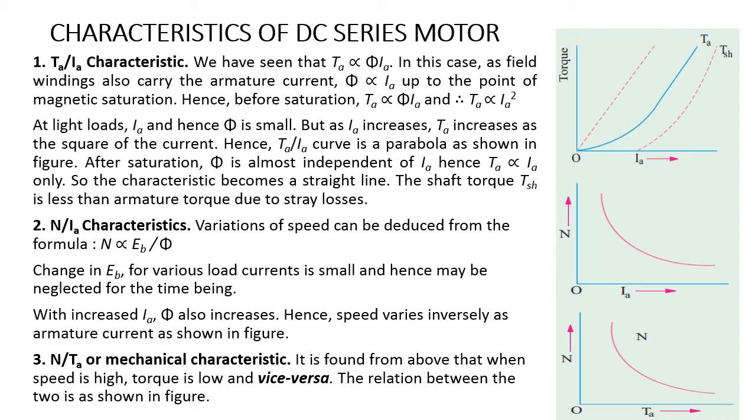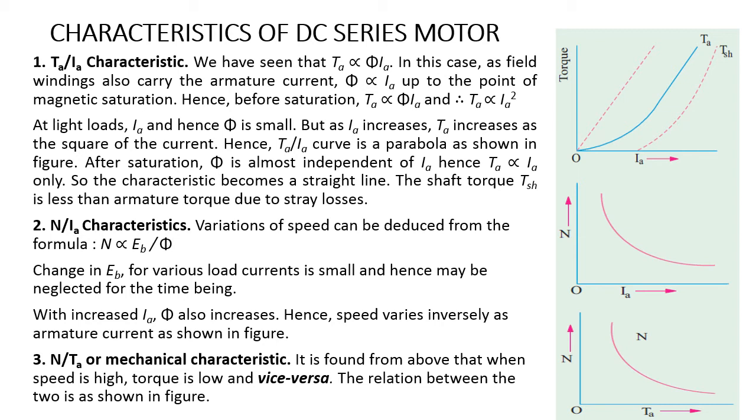The second characteristic is the N versus Ia characteristic. Variations of speed can be deduced from the formula N is directly proportional to Eb by φ. Change in Eb for various load currents is small and hence may be neglected for the time being. With increased Ia, φ also increases, hence speed varies inversely as armature current as shown in the figure.